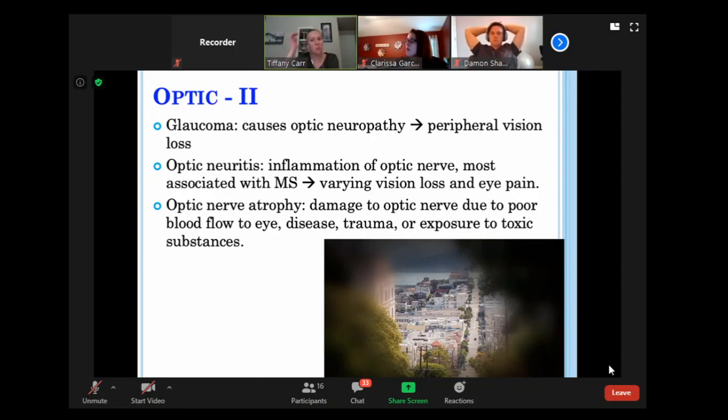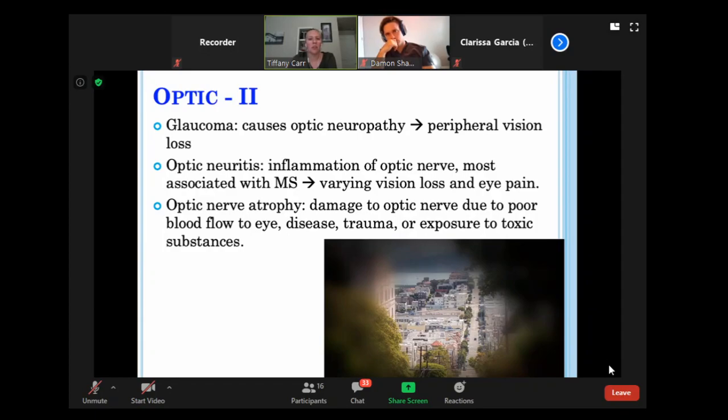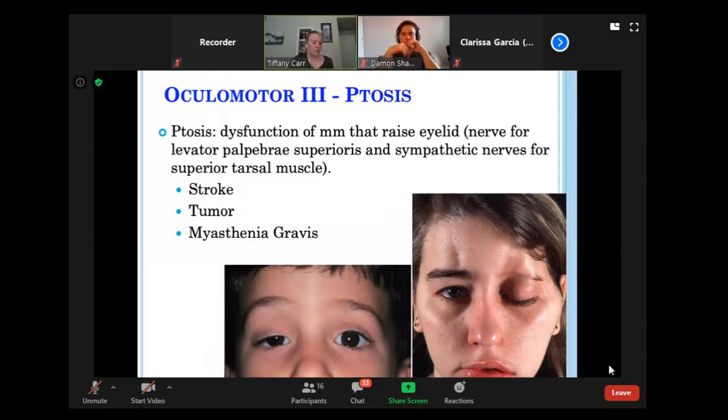We're going to have peripheral vision deficits. It's kind of what you would see if you had glaucoma. So the optic neuritis, inflammation of the optic nerve, is mostly associated with MS. This is going to be varying vision loss and eye pain. The optic nerve atrophy, damage to the optic nerve due to poor blood flow to the eye, disease, trauma, or exposure to toxic substances. I don't think he has too many details on that.